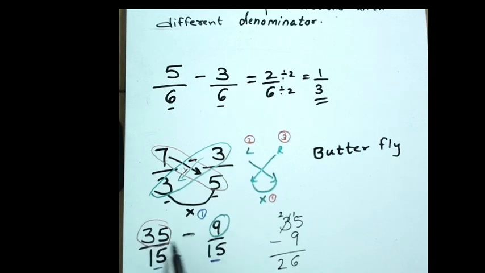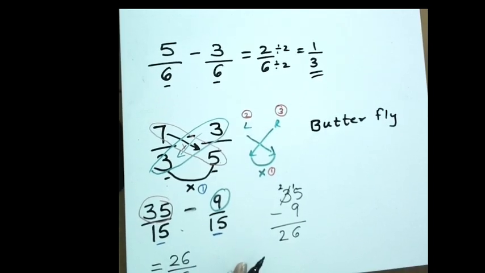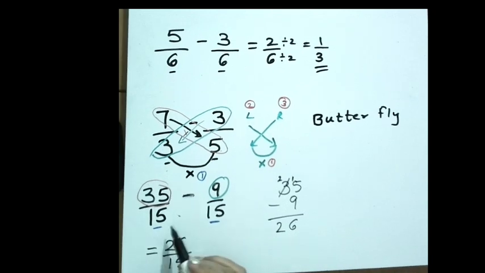You will write your answer now. The top number, when you did the subtraction, you got 26 over 15. We never add denominators. We never add denominators. Denominators are always the same. So this is your answer. Perfect. Now, an extension question they can ask you in the exam: write this answer as a mixed number, because as you can see, this is an improper fraction. The top part is heavy, so it's an improper fraction.